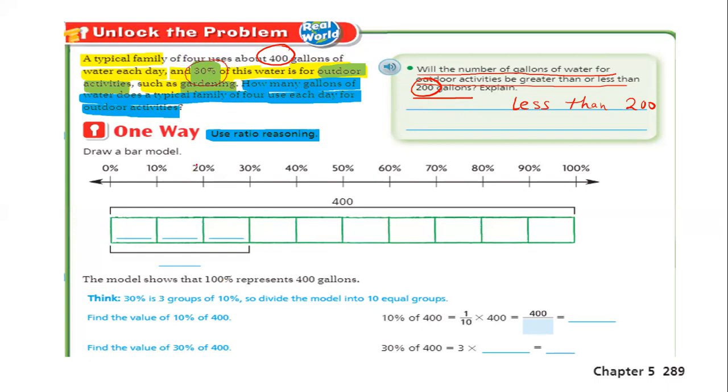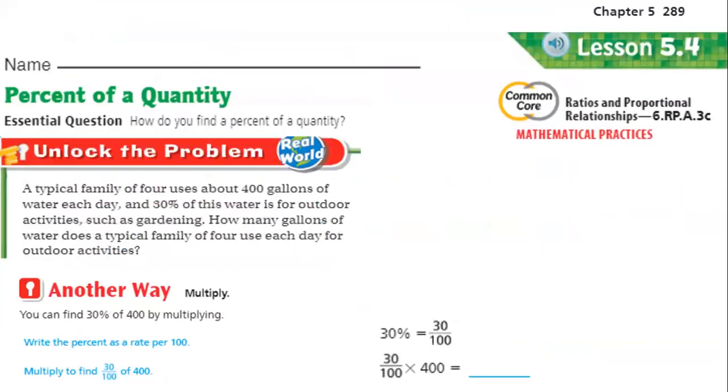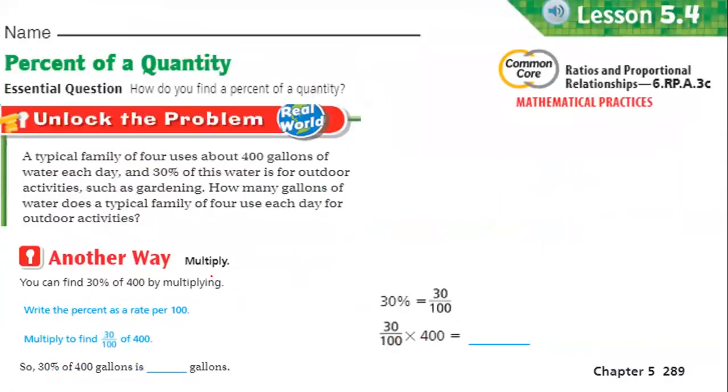So we have one way here. The first way says we have the big percent, 100%, and we put under it 400 gallons, so we can know how many gallons is how many percent. Okay, so let's apply our other way. I don't prefer this way. I prefer the multiply way. So you can find 30% of 400 by multiplying.